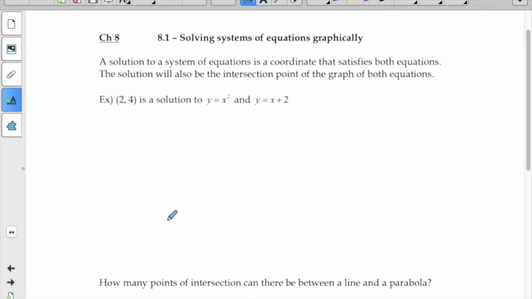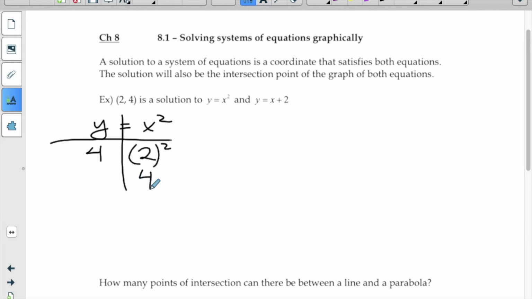Okay, so a very easy warm-up. We sort of talked about this already. Example: (2, 4) is a solution to y equals x squared and y equals x plus 2. So how would we show that? Well, we have to plug in those values for x and y and show that the left side equals the right side, right? So if you have y equals x squared, left side, right side, so 4, 2 squared is 4. Those are equal.